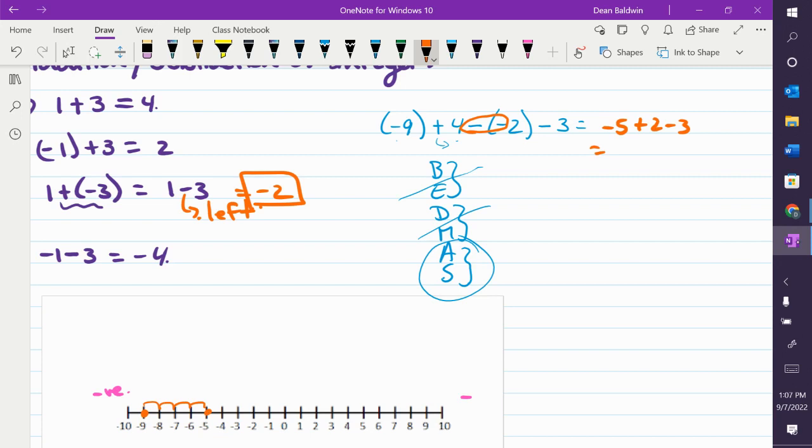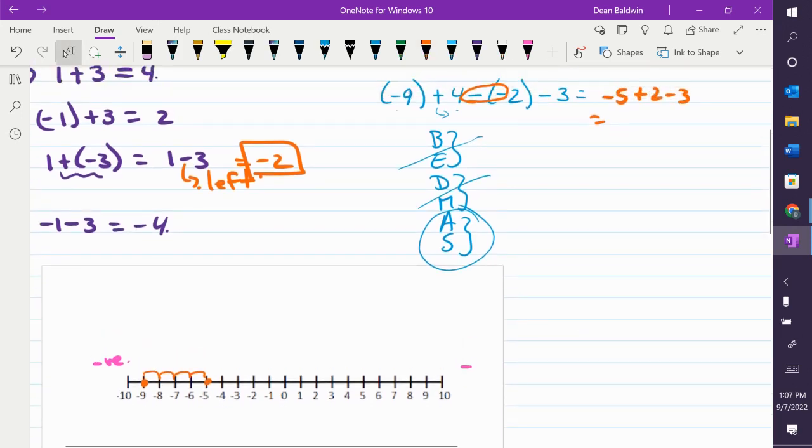So now we're at negative 5, and I'm adding 2. Which way do I go? I'm adding 2. Do this in green. 1, 2. So now I'm on negative 3. So negative 3 minus 3.